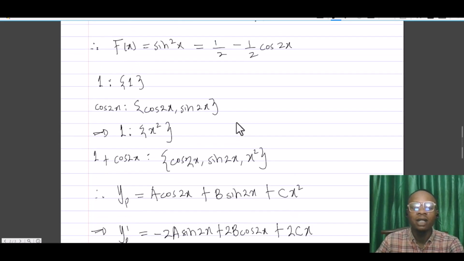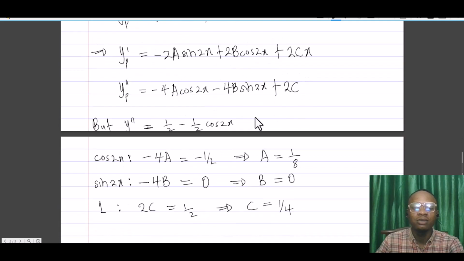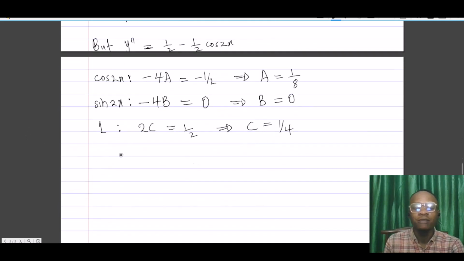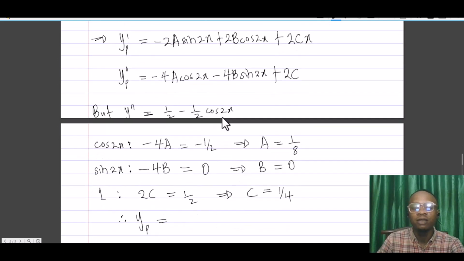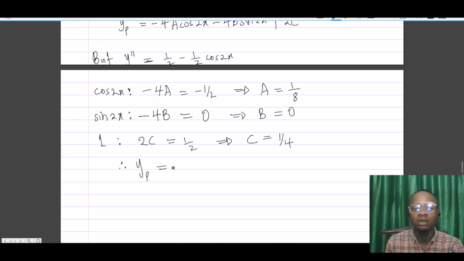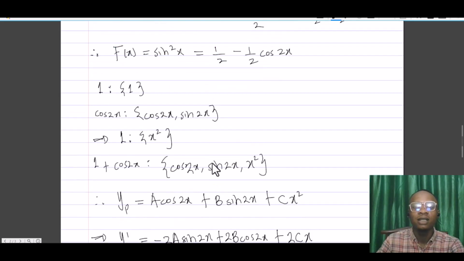By that, we can now write out our final expression. So that means now that by this solution, our y particular will be equal to, so it was a cos 2x. We found a to be 1 over 8. So this is going to be 1 over 8 cos 2x, then plus b sine 2x.